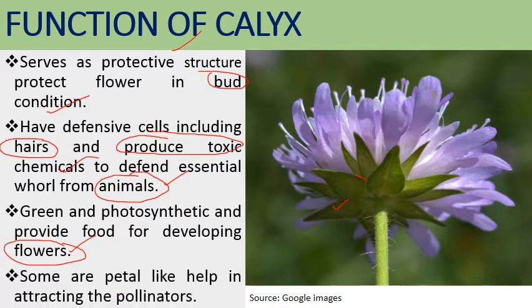Some are petal like. कुछ जो sepals हैं petal की तरह होते हैं. We use the term petaloid for those sepals. And they help in attracting the pollinators. So ये कुछ functions हैं. In brief, we can say these are some functions of calyx. Next part of flower is corolla, which is the second whorl of flower.